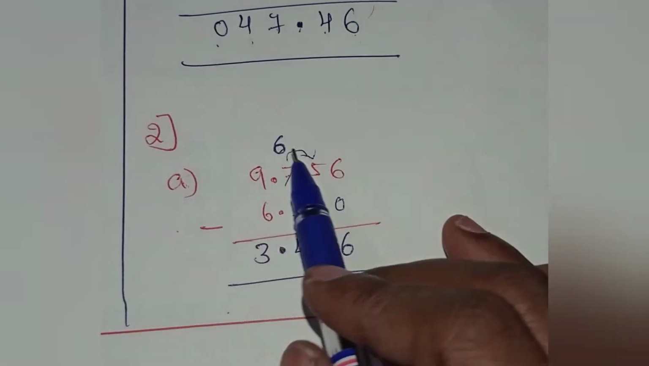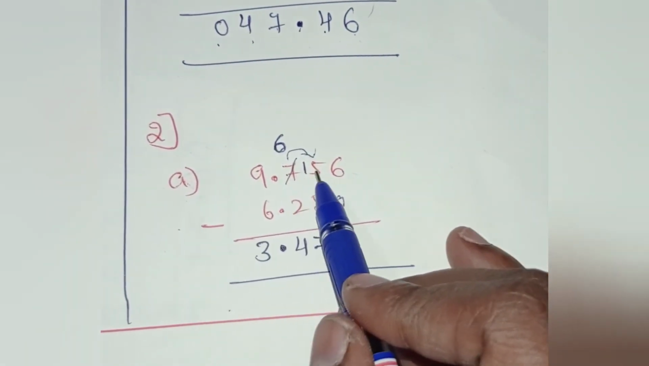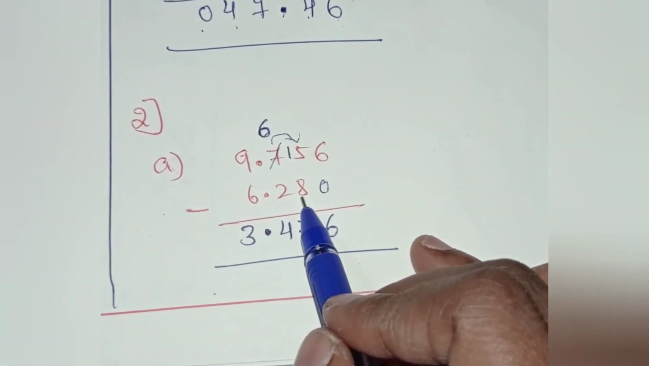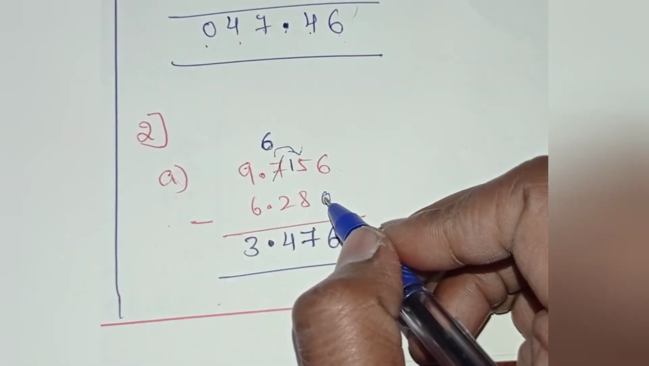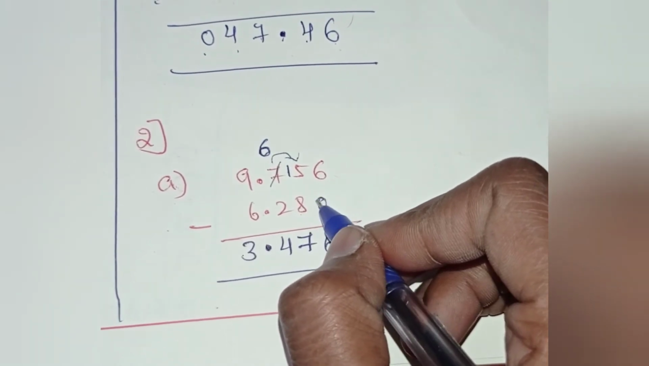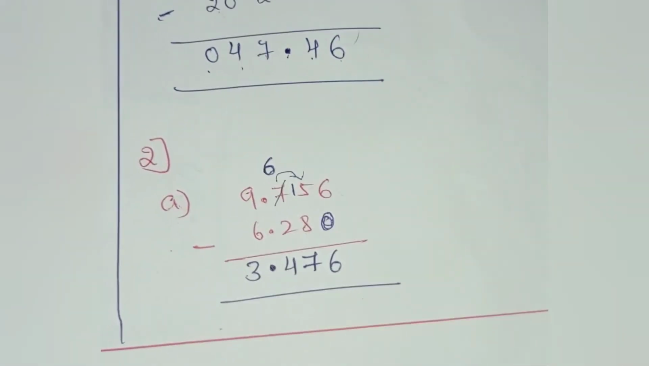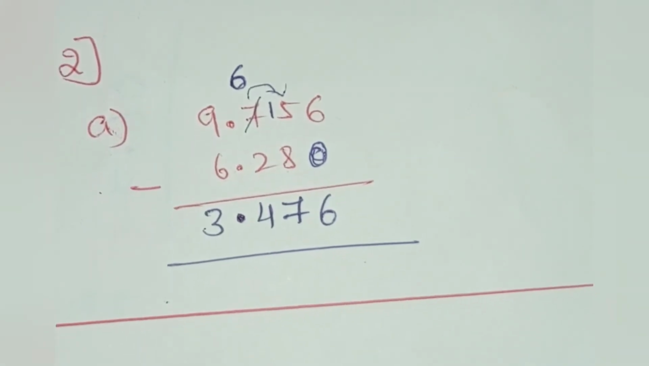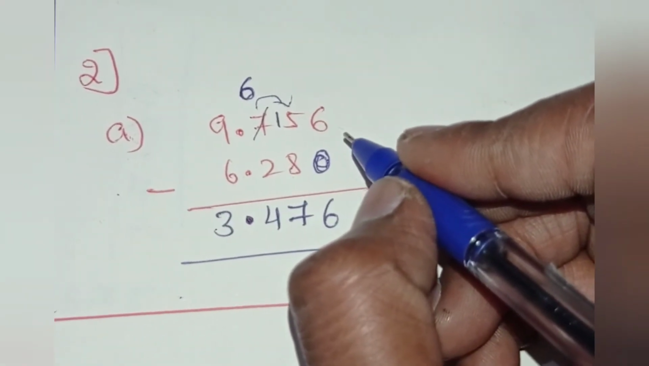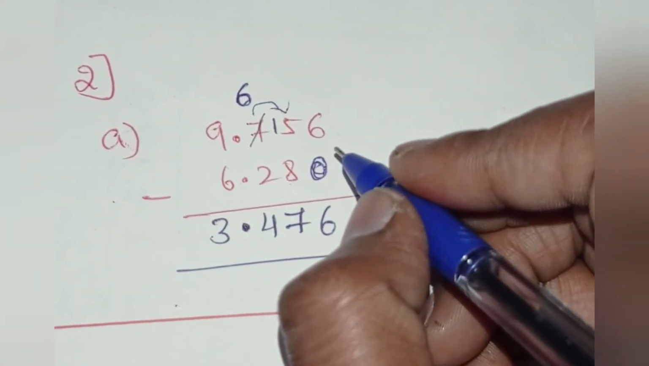A question. 9.756 minus 6.28. Here I don't have any numbers. If I don't have any numbers, which number should I write? 0. Right? Because 0 has no value. That's why I wrote 0. Okay. Now let's start. Subtract.